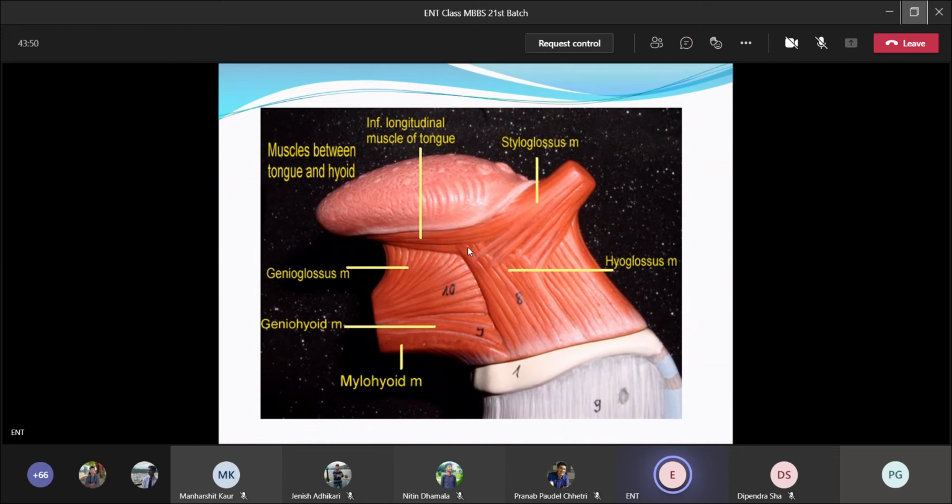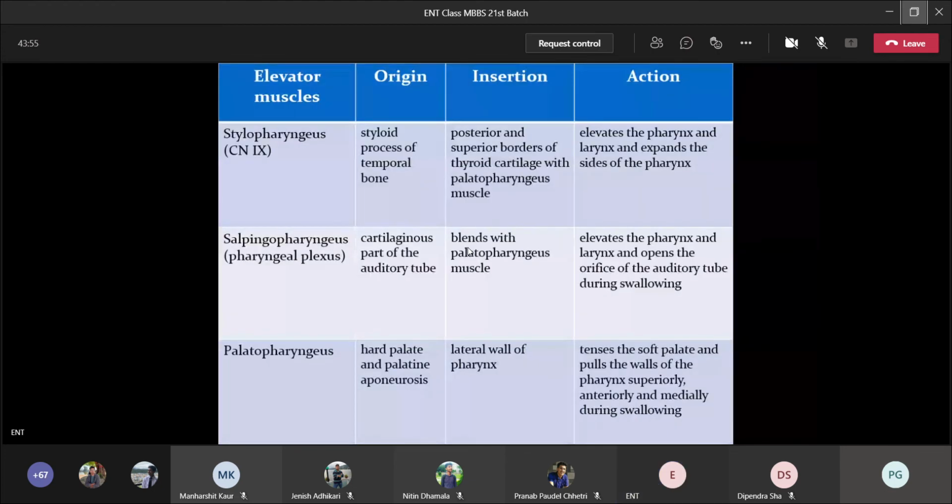So now the next slide is the elevator muscles. The elevator muscles are the stylopharyngeus muscle. The origin is the styloid process of the temporal bone, and the insertion is the posterior superior border of the thyroid cartilage with the palatopharyngeus muscle, and the action is to elevate the pharynx and larynx and expand the side of the pharynx.